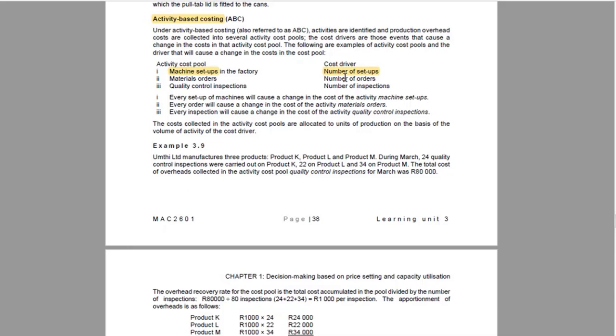Some of the activities are materials orders. You look at the number of orders that are being done. Quality control inspections, you look at the number of inspections that are being done. That's how you will allocate your cost correctly to those products, instead of just saying how many units were produced, because there is so much activity happening within the cost that you have to go and identify it. That's what ABC requires of you, to identify the cost activity. Then you can identify your cost driver.